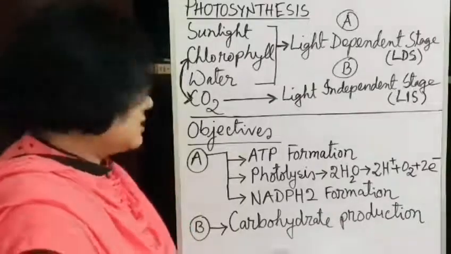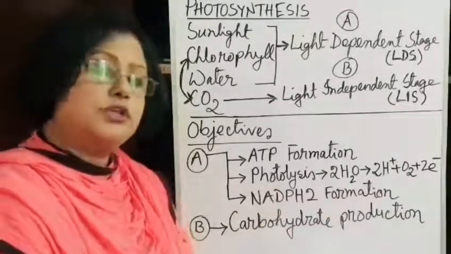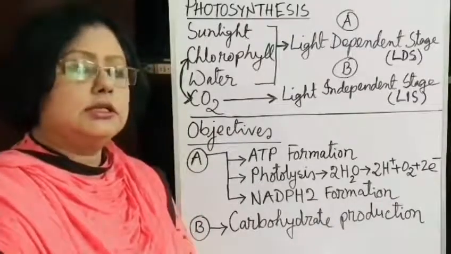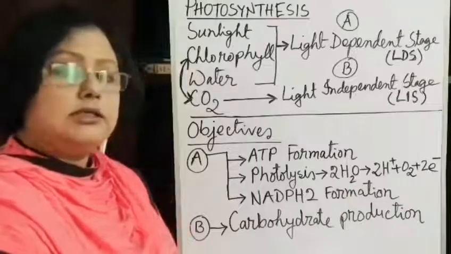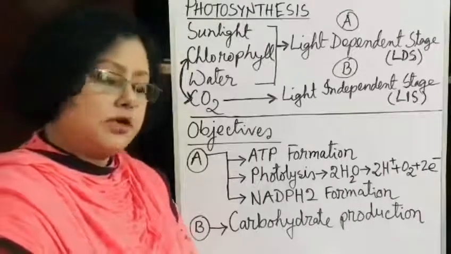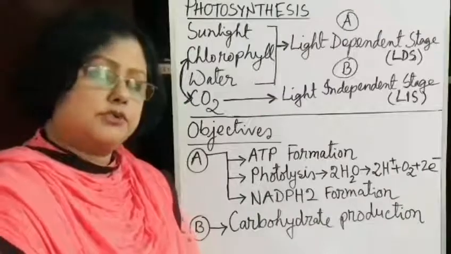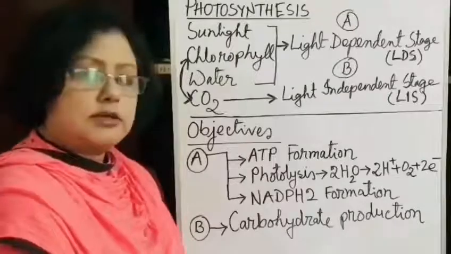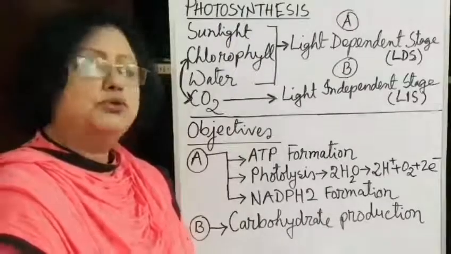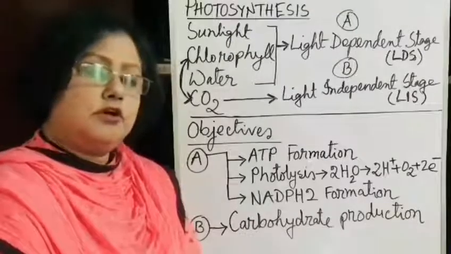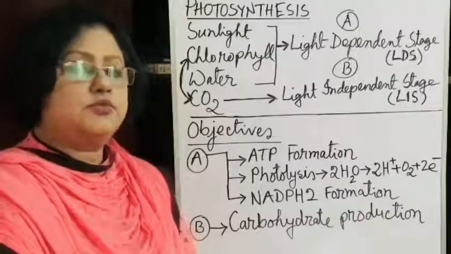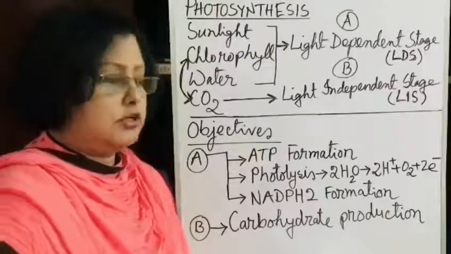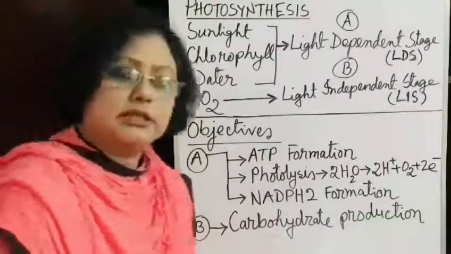So these 3 things are occurring or being produced in the light dependent stage. What are the objectives in the light independent stage? In the light independent stage, one of the most important things, the food for the plant, is produced. What is that? That is carbohydrate. After production of carbohydrate, it is used in another process, respiration, and this respiration can produce more ATPs for the cells of living organisms. So let's see what is happening next.